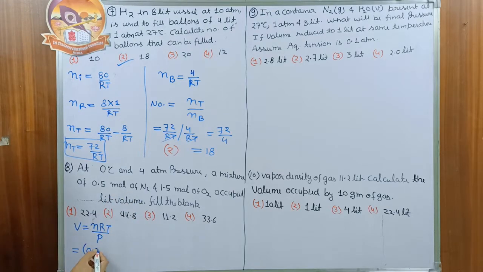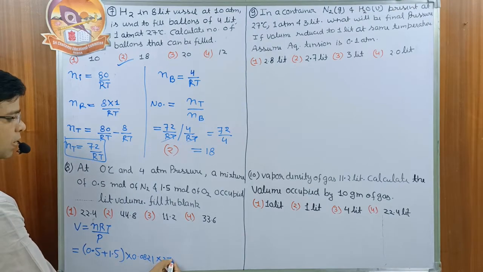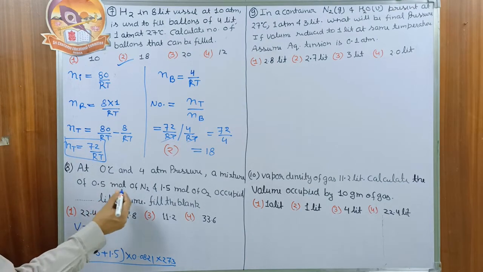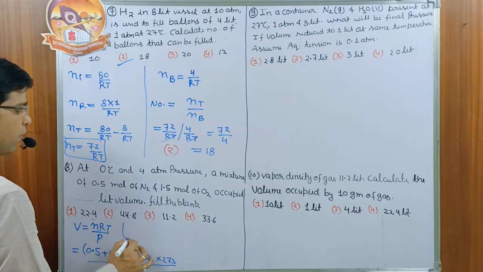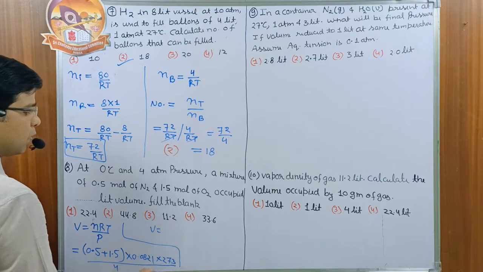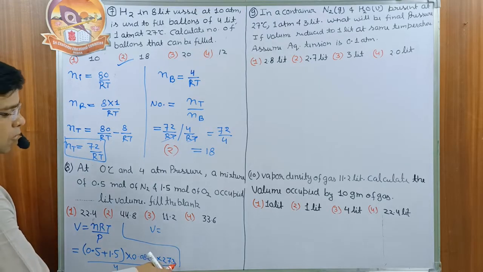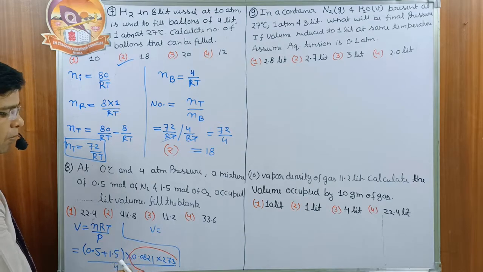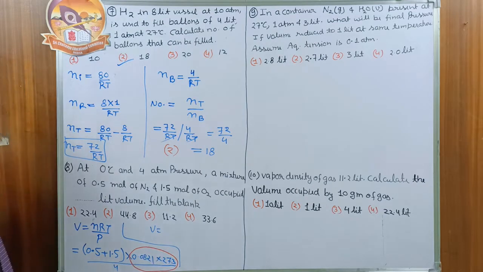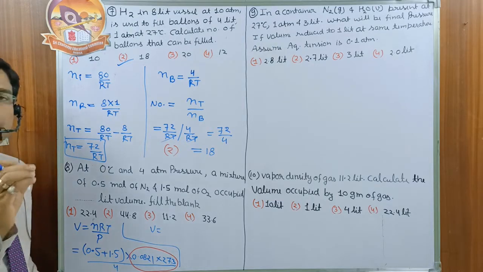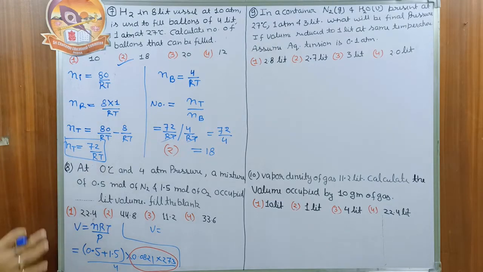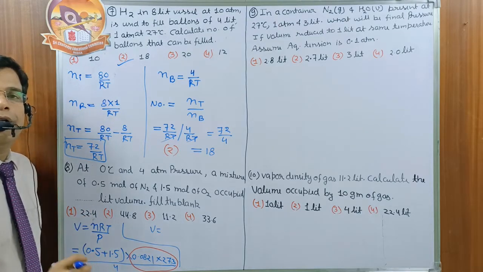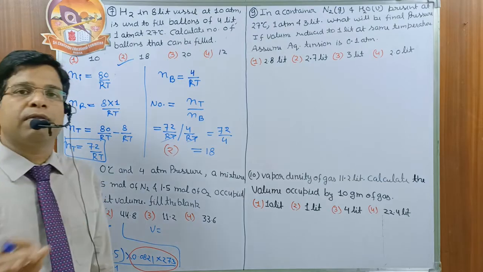What is the number of moles given? 0.5 mole of nitrogen gas plus 1.5 mole of oxygen gas, multiplied by 0.0821, temperature 0 degree centigrade, that is 273, and divided by pressure, which is 4. Now you must know this thing: 273 multiplied by 0.0821 is always equal to 22.4. If you know, it is very good. If you don't know, then remember that 0.0821 multiplied by 273 always gives the value 22.4.